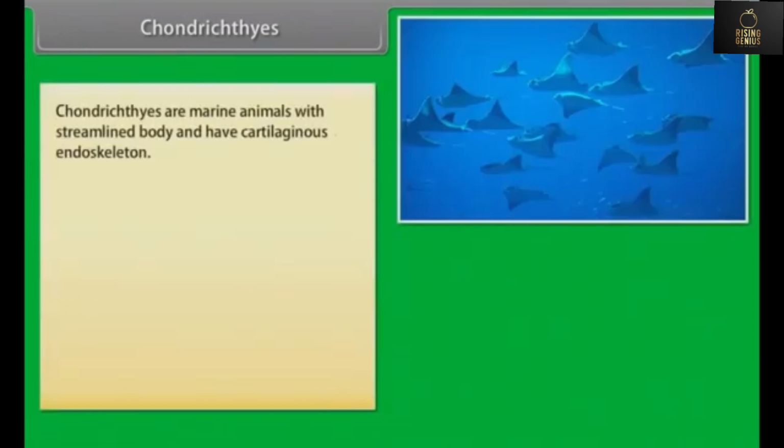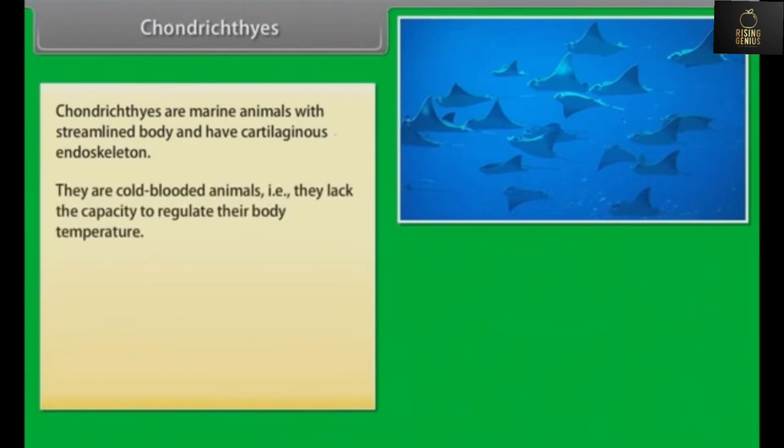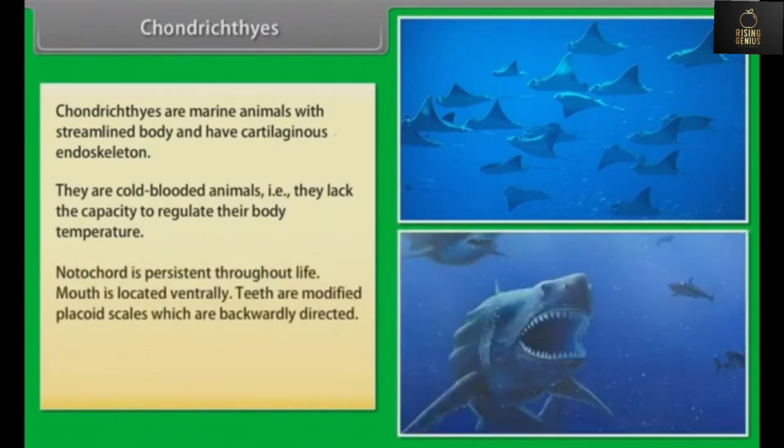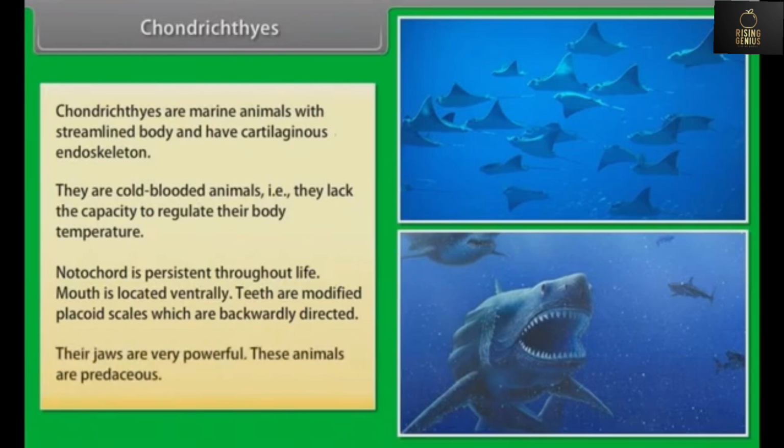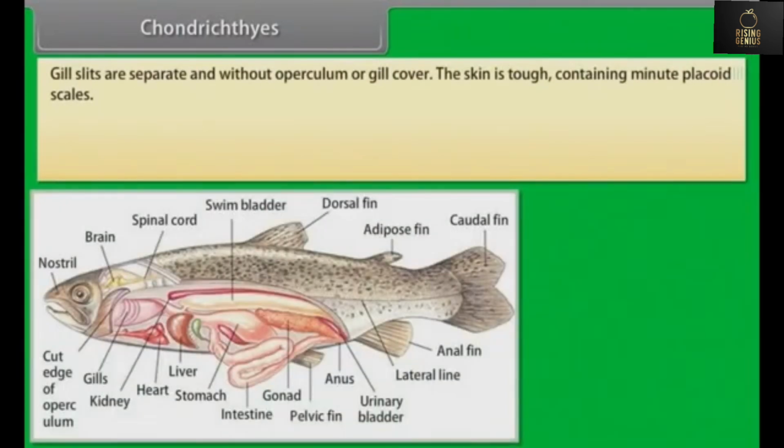Chondrichthyes. Chondrichthyes are marine animals with streamlined body and have cartilaginous endoskeleton. They are cold-blooded animals, that is, they lack the capacity to regulate their body temperature. Notochord is persistent throughout life. Mouth is located ventrally. Teeth are modified placoid scales, which are backwardly directed. Their jaws are very powerful. These animals are predaceous. Gill slits are separate and without operculum or gill cover.